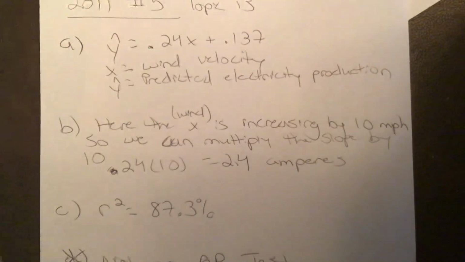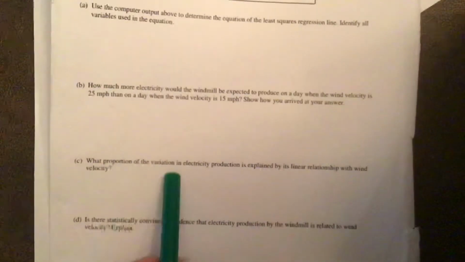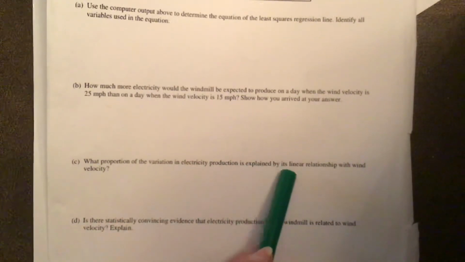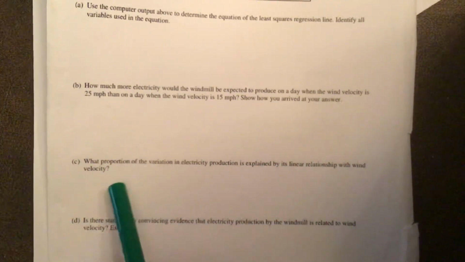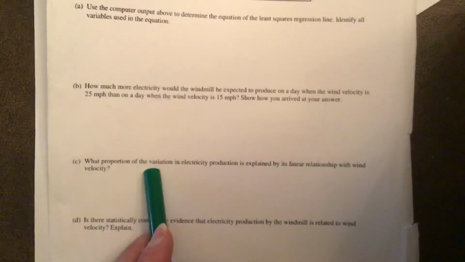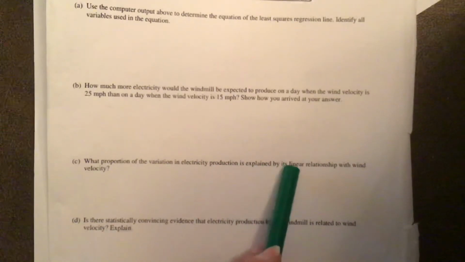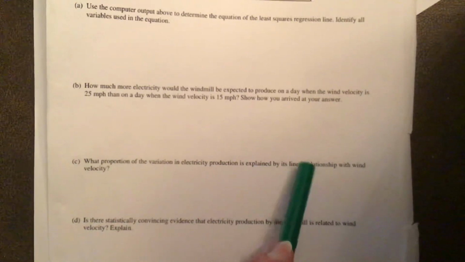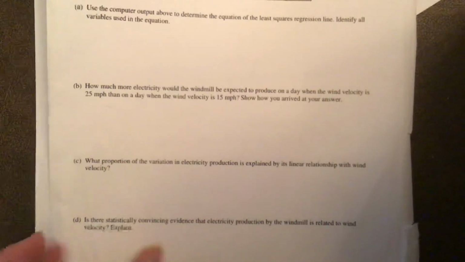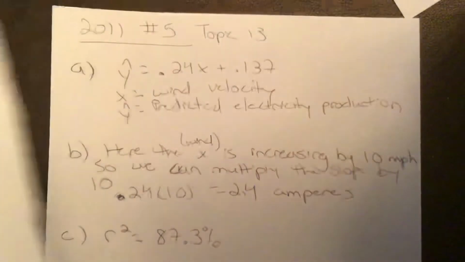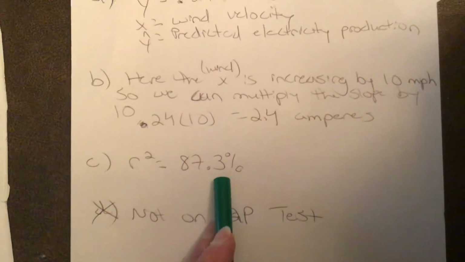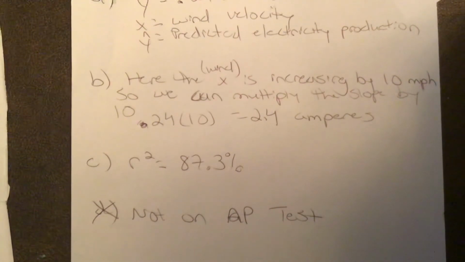And then part C says, what proportion of the variation in electricity production is explained by its linear relationship with wind velocity? This is a must-know for the AP test. The proportion of variation in the y's that's explained by the LSRL, that's r squared. So if you know that, it's as simple as saying, I know that's r squared. I look up here, they give me r squared, and then just write it as a percentage. So it'd be 87.3%, and that's all you have to do for C. But that's a must-know for the AP test, like I said.